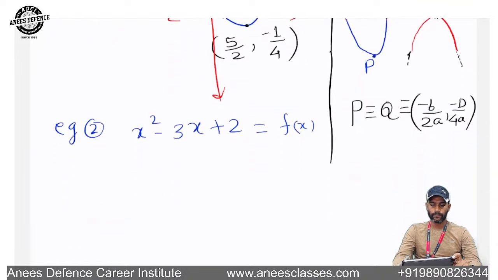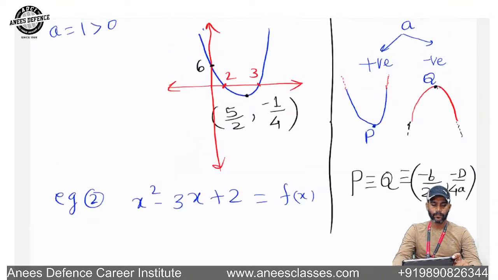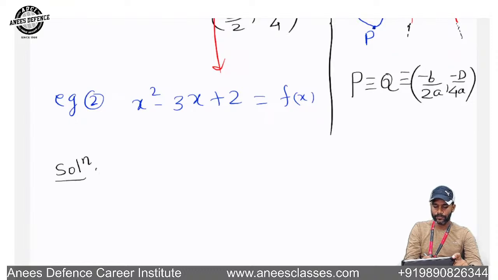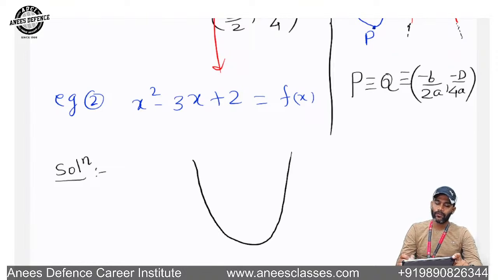See, what is A here? One, positive. We have to draw the graph. A is positive, so the parabola opens upward. Now, what are the coordinates of this point of symmetry? 3 by 2 comma minus 1.